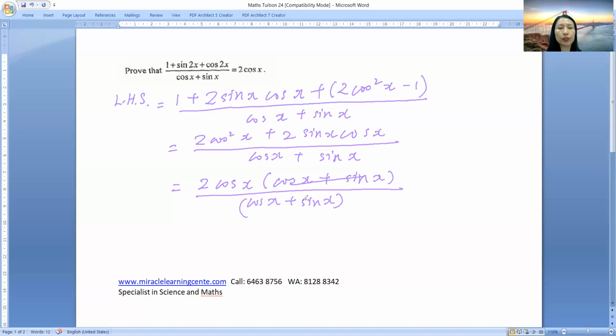Okay, so you notice this top one can cancel off. So now I'm left with 2 cosine x. And this is exactly equals to the right hand side. Okay, so I have proved this equation.